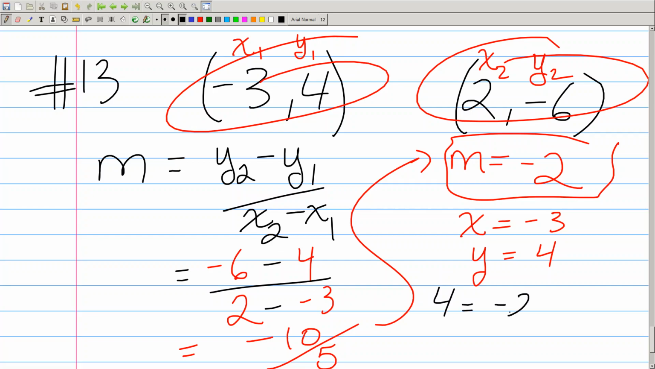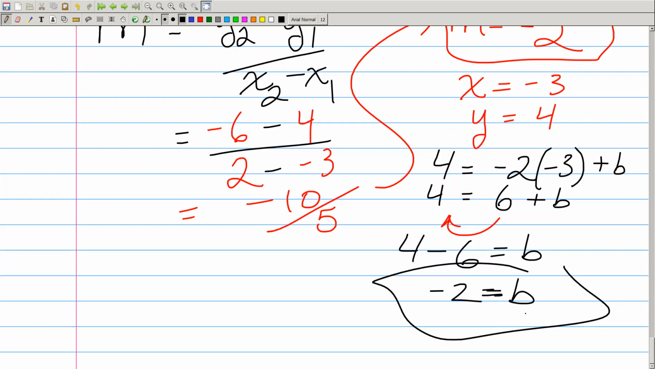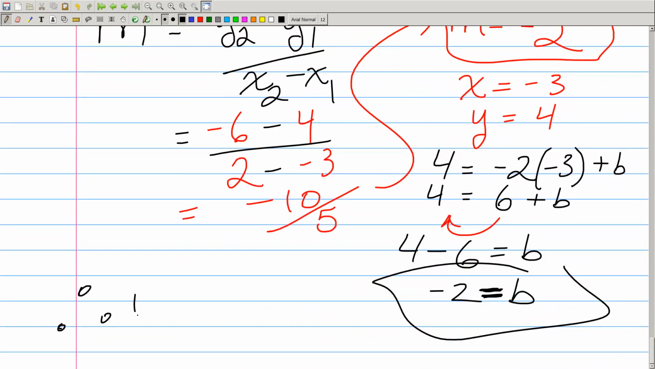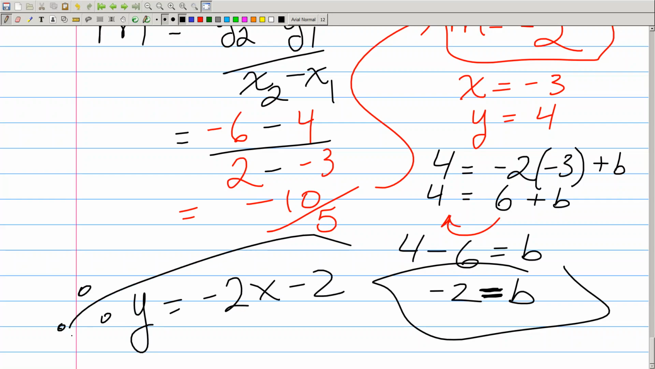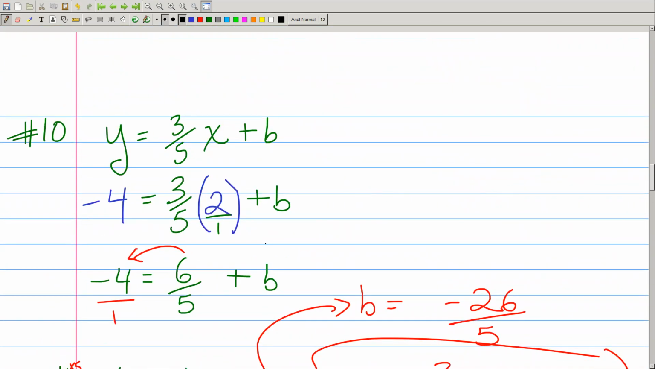4 equals -2 for the slope times -3 plus b. -2 times -3 is 6. If I move 6 over to the other side, I find b. And so 4 minus 6 equals b. b equals -2. And there you go. b is -2. m is -2. So my equation, boom, boom, boom, is y equals -2x minus 2. Done! Beautiful! And that is how you find the equation of a line given certain criteria.